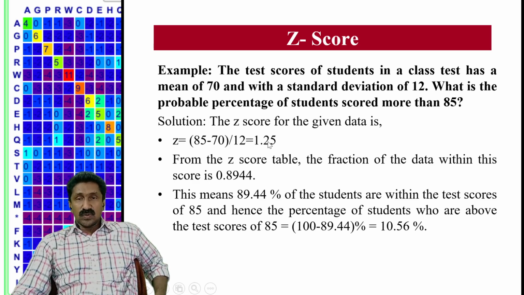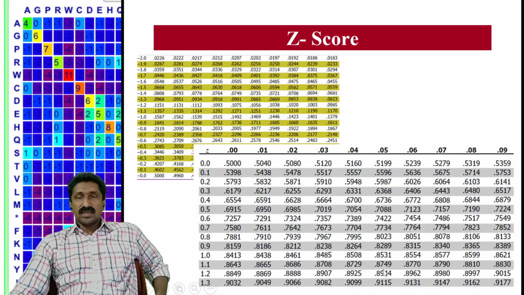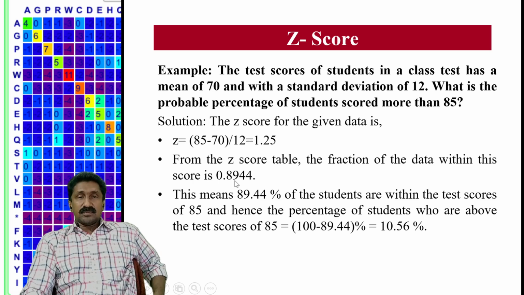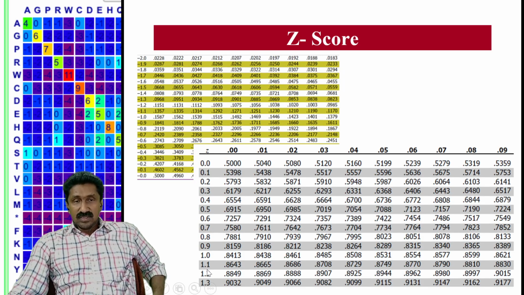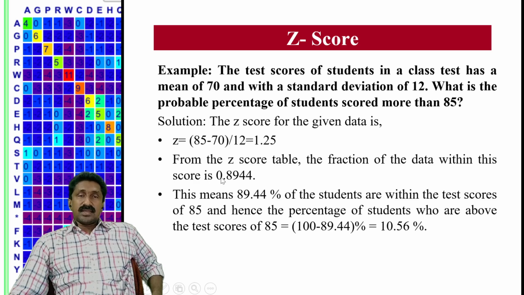If you have the z-score, you have the z-score table. Here you will see where the 1.25 lies, with 1.2 and 0.05 making 1.25. From the table, the value is 0.8944. So this 0.8944 is the actual value that can be extracted from the z-score table.